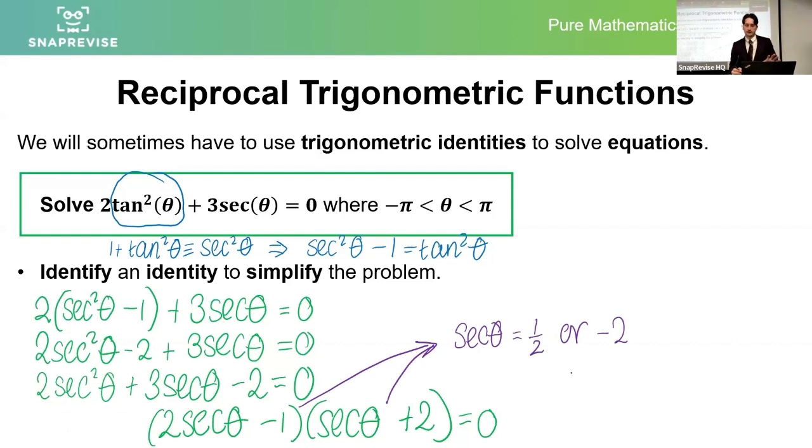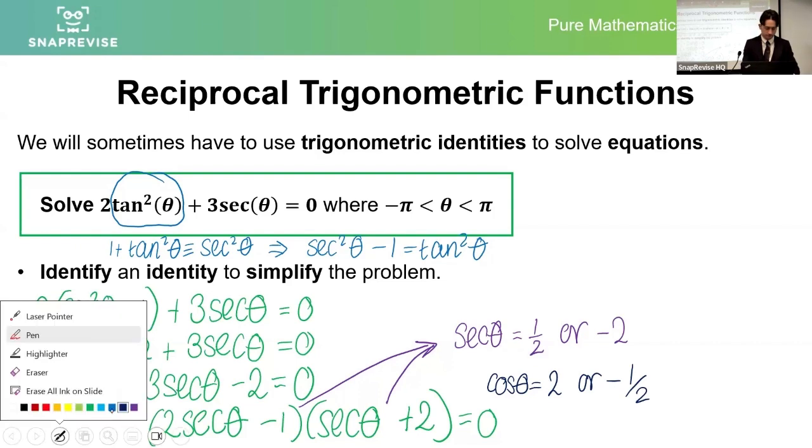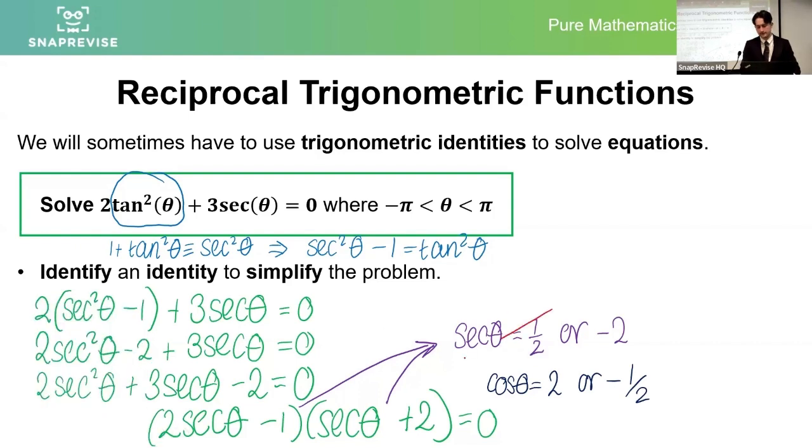But you don't necessarily need to jump from there. Let's just convert this to what we really want, which is cos theta. So that would mean cos theta would have to equal 2 or minus 1/2. This is the problem, isn't it? In the same way that sec theta can't equal 1/2, that's because cos theta can't equal 2. So this is the solution set we're looking to explore. Cos theta equals minus 1/2.